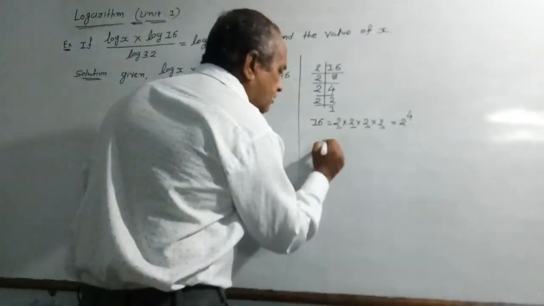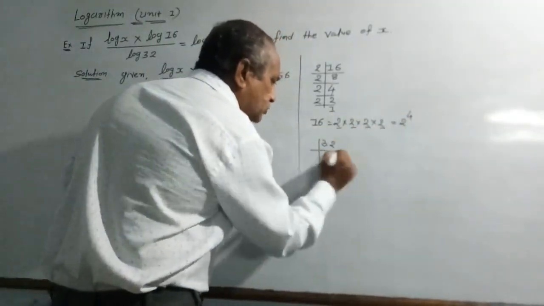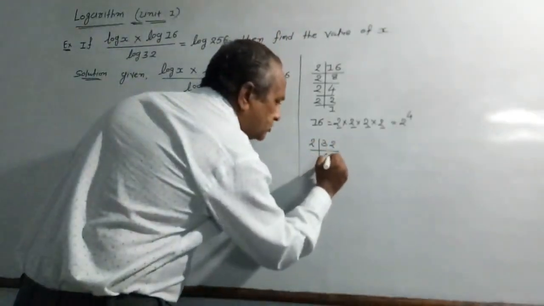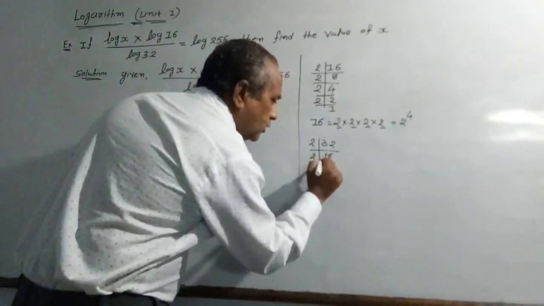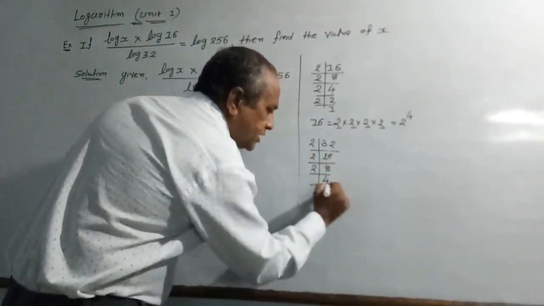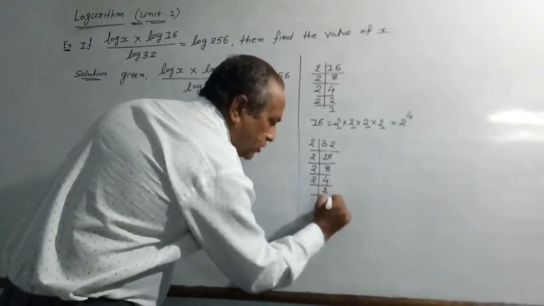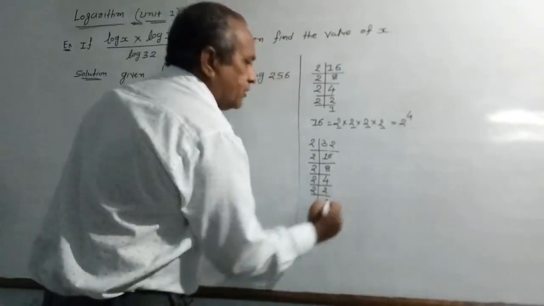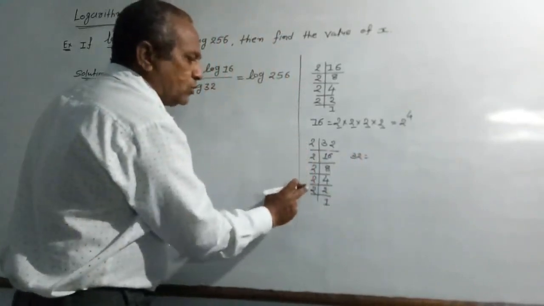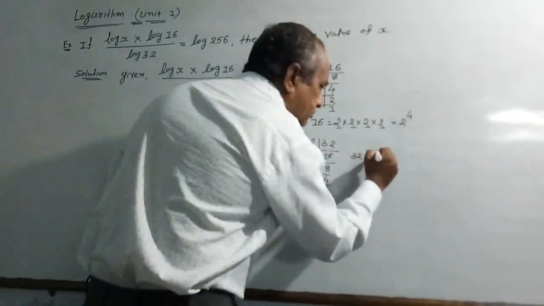Similarly, the factors of 32: 32 divided by 2 is 16, 16 divided by 2 is 8, 8 divided by 2 is 4, 4 divided by 2 is 2, and 2 divided by 2 is 1. Now 32's factor 2 appears 5 times.